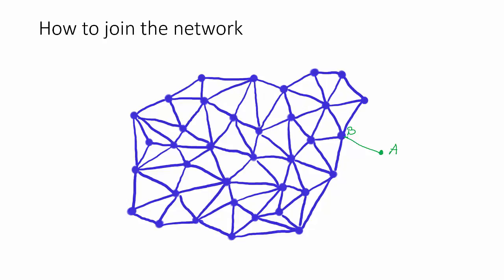B sends some information back. A can now connect to more nodes. A is now part of the network and can request data from its neighbors. Also, A can now send and receive messages to and from its neighbors.